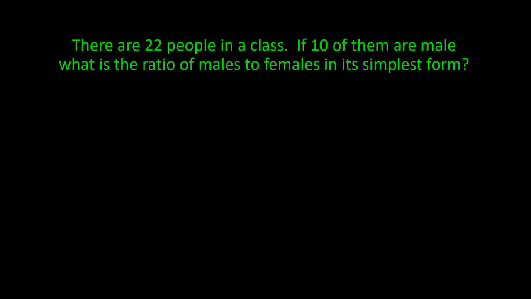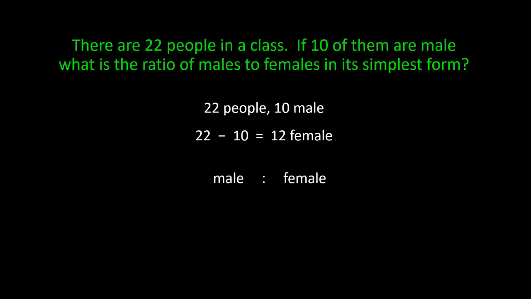Let's have a look at how we calculate a ratio. Now we'll have a little story, something like this. 22 people in a class, 10 are male. What's the ratio of male to females? They don't tell us how many females explicitly, but we can actually work that out, can't we? 22 people, 10 are male, so 22 minus 10, 12 female. So the ratio of male to female is 10 to 12. They're both even. Take half of each, and the ratio is 5 to 6. So we've calculated a ratio there from a couple of statements.